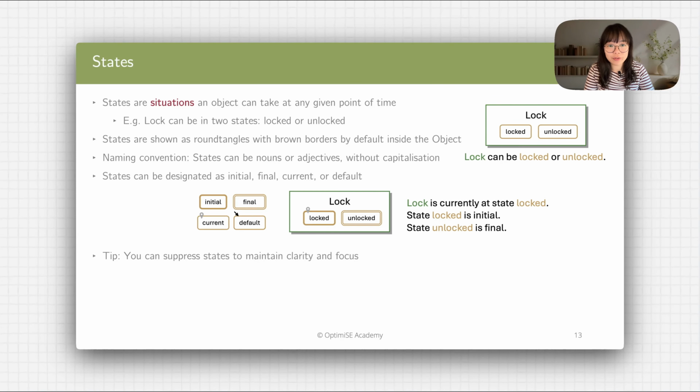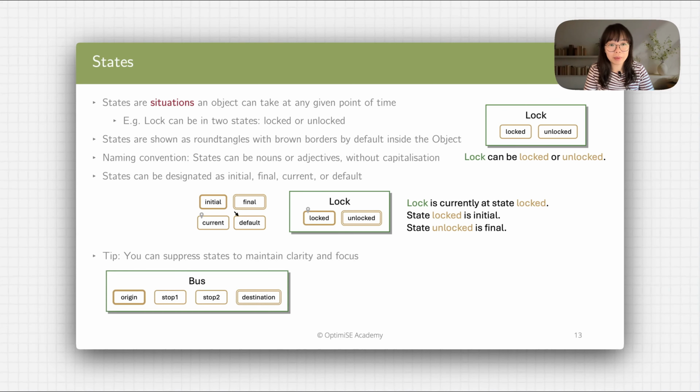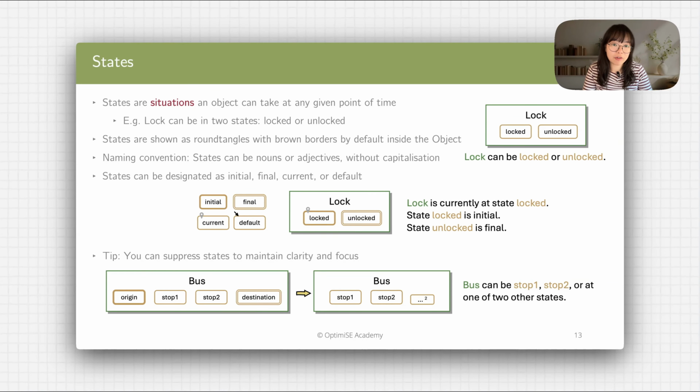So why is this useful? Well, let's consider a bus object in a model where we're trying to explain its journey. It may have the states of origin, stop 1, stop 2, and destination. Well, in one particular diagram where I'm trying to model its journey specifically from stop 1 to stop 2, in this case, the origin state and the destination state are not relevant. They don't add any value to this particular diagram or this particular page in the story that I want to tell.